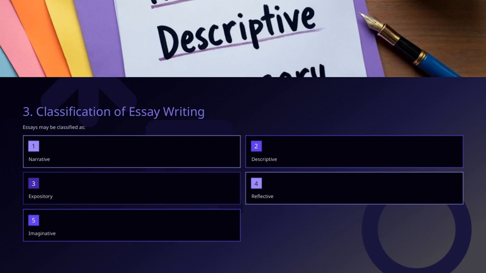Moving on, the third type is the expository essay. This one aims to explain or inform, presenting facts and logical ideas clearly and straightforwardly. Fourth, we have the reflective essay, which involves thinking deeply about a topic, often connecting personal insights with broader issues. And finally, there's the imaginative or creative essay, which encourages originality and creative expression, often exploring ideas in a more artistic way. Understanding these classifications helps us see how versatile essay writing can be, and how choosing the right type can effectively communicate your message depending on your goal.